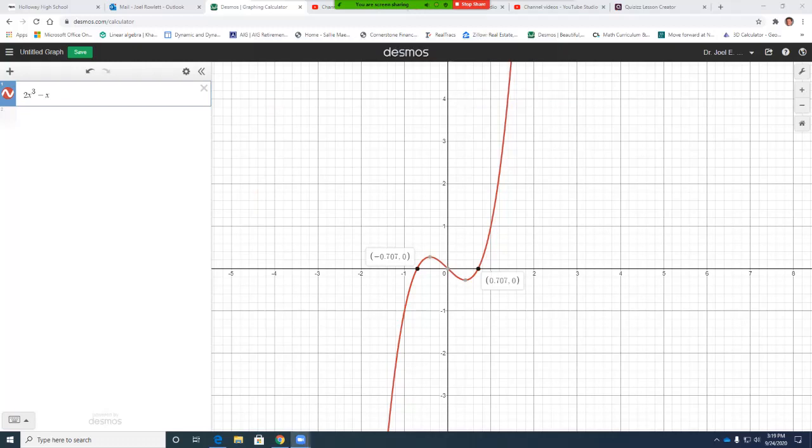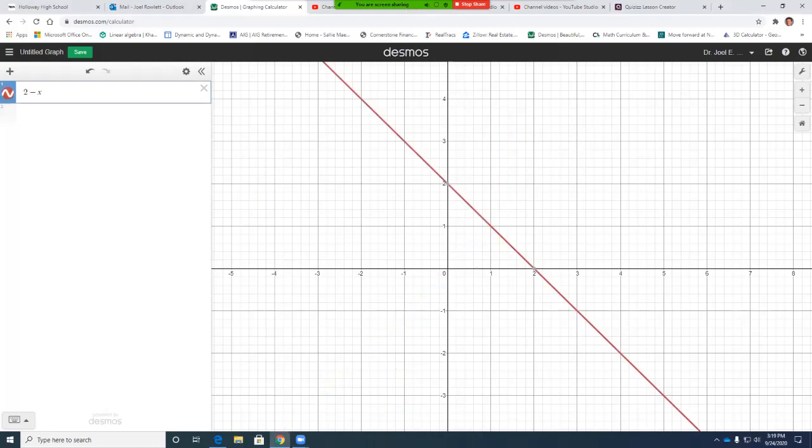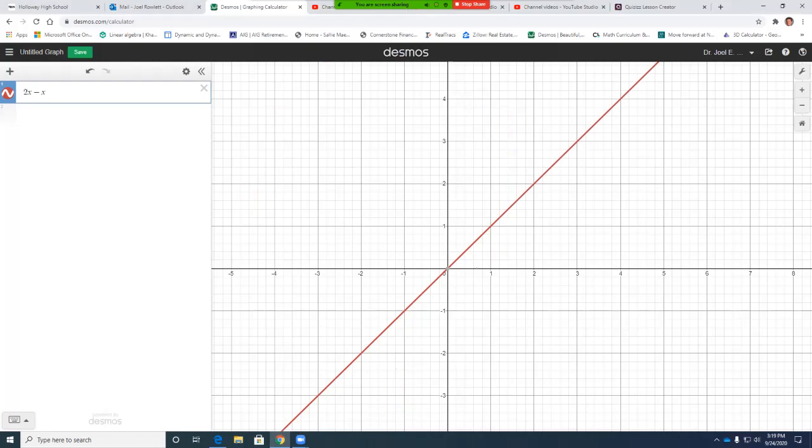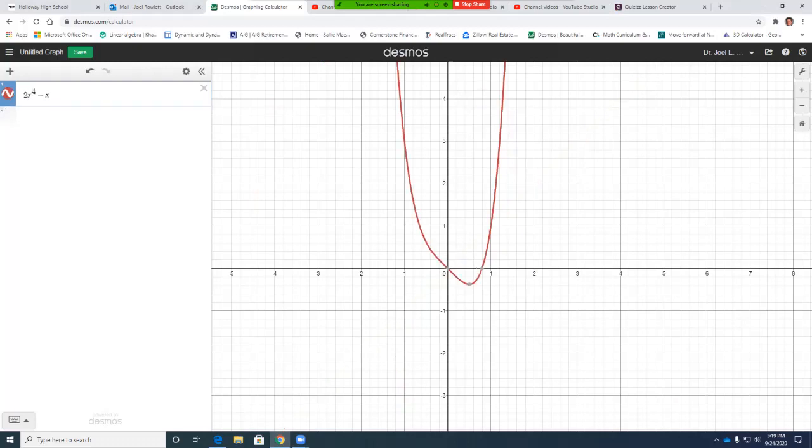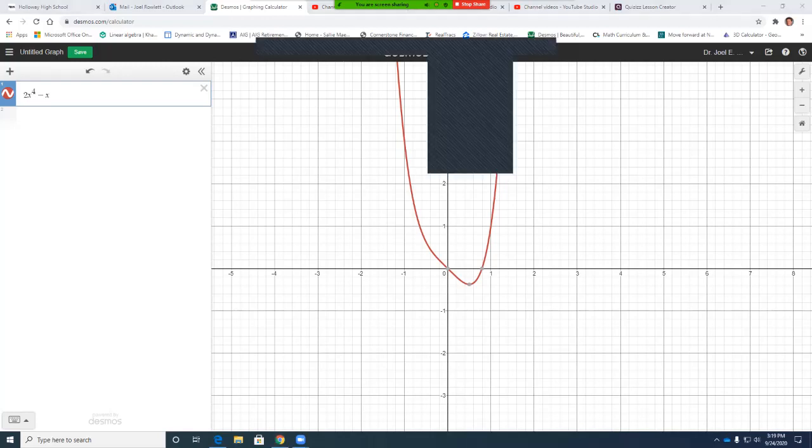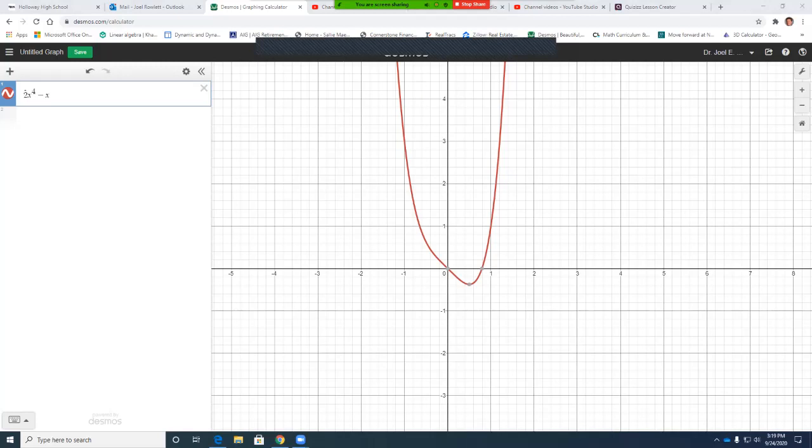Let's change the exponent to the power of 4. When I change the exponent to the power of 4, 4 being the biggest exponent is an even number, so this would be an even function. And since it's an even function and positive, right, we have a positive 2 here, I know that this is going to be an up and up. That's the endpoint behavior. It's up on the left, and it is also up on the right. So this is an even function here.